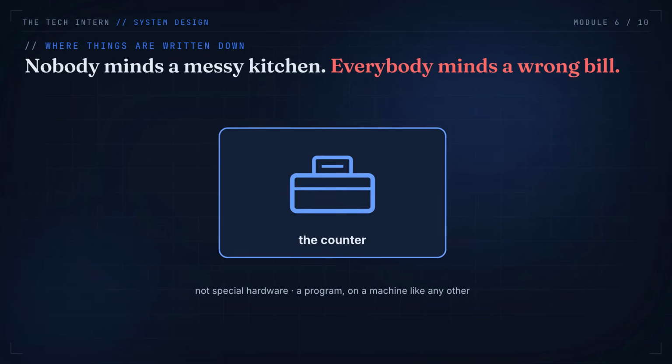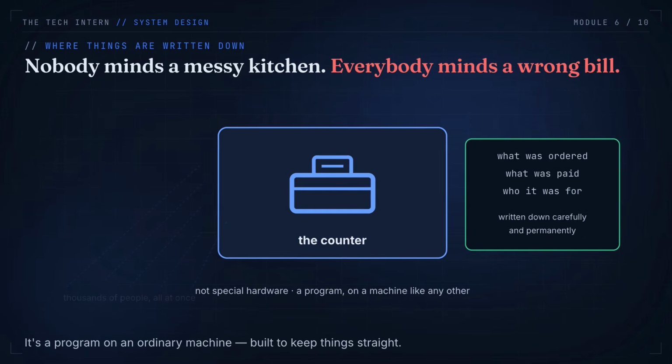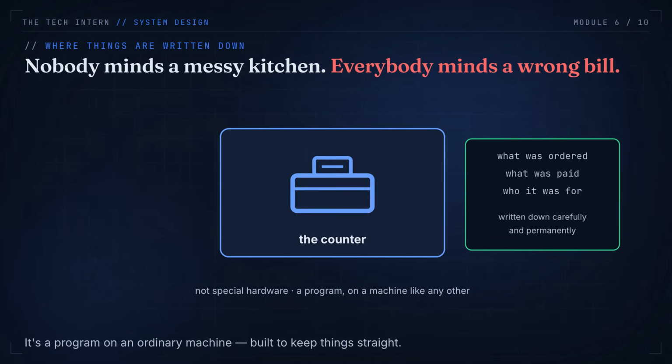Think about the counter at the front of a restaurant. The kitchen cooks. That's our app servers. But the counter is where the bill is kept, where the money is recorded, where somebody writes down, carefully and permanently, what was actually ordered and what was actually paid. Nobody minds if the kitchen is chaotic. Everybody minds if the bill is wrong. That's the database. So what does Dabba actually keep there?